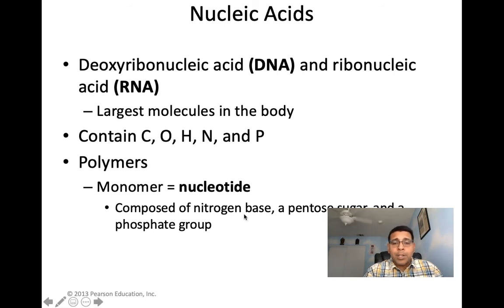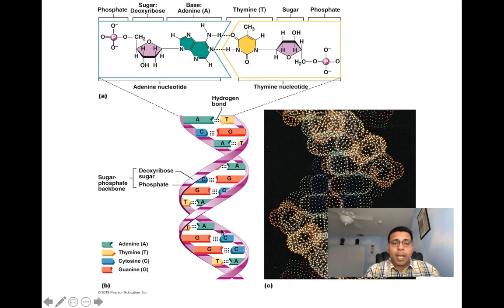Number one, you have a nitrogen base. Number two, you have a pentose sugar. And number three, you have a phosphate group. So here we can see an example of a nucleotide. Here we can appreciate the phosphate. Here we can appreciate the sugar. And then here we can appreciate the base. So same thing here, base, sugar, and phosphate. Three components helping to construct a nucleotide. Many nucleotides come together to form then our nucleic acids.